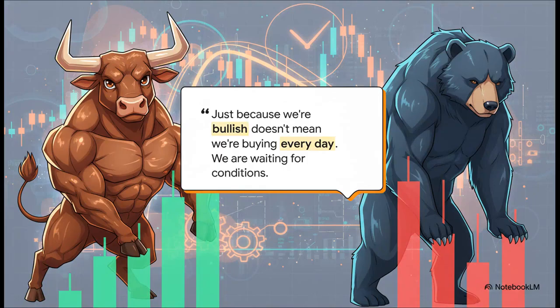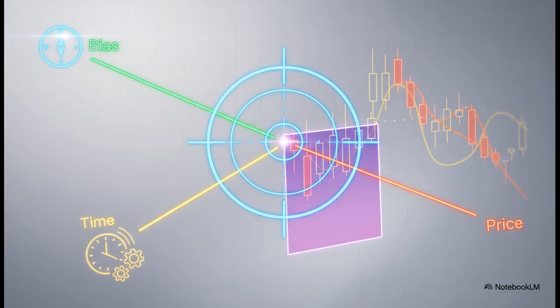And honestly, this might be the most important professional lesson of all. Just because you have a bullish bias doesn't mean you're a buyer every single day. Just because you're bearish doesn't mean you're hitting sell all the time. A bias is just a directional expectation. You are still required as a professional to patiently wait for the price action to actually align with what you're expecting.